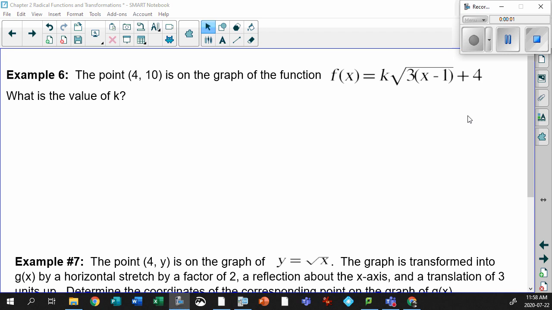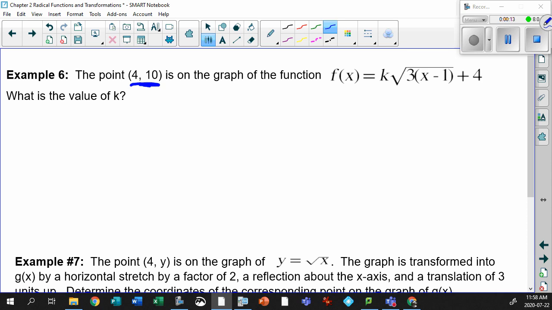Now that you're really comfortable with those transformation formulas and knowing how A, B, H, and K work, let's take a look at this question and see how quickly we can do it. Here's a point, 4, 10. It's told in this question that it is on this function right here. Oh, well, then that's easy enough. It says, what's the value of K? Well, where's K? Oh, hey, look, there's K right there.